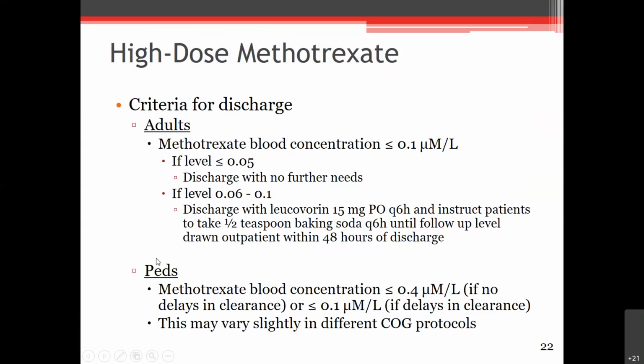In terms of our pediatric patients, if a methotrexate level is less than 0.4 and they have not had any issues with delayed clearance, then they are actually able to go home at that point with no additional needs. So a higher level than we allow our adults to go home at. If peds patients do have any delayed clearance, then we wait until their level is less than or equal to 0.1. And this can vary a little bit from one COG protocol to the next.